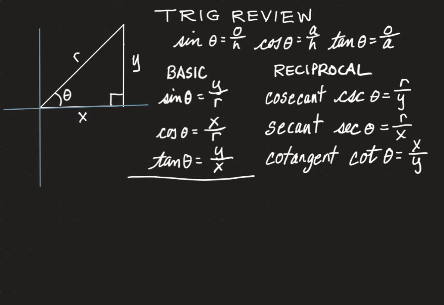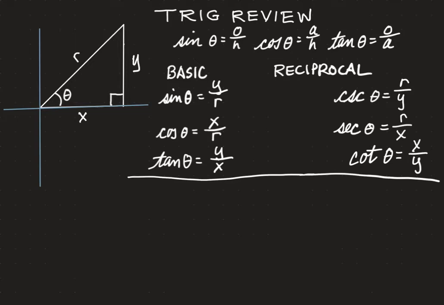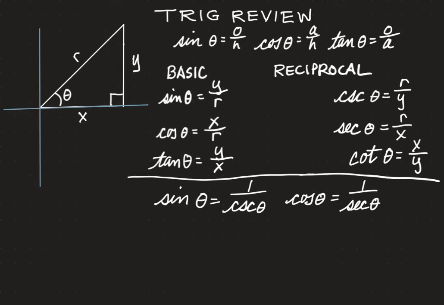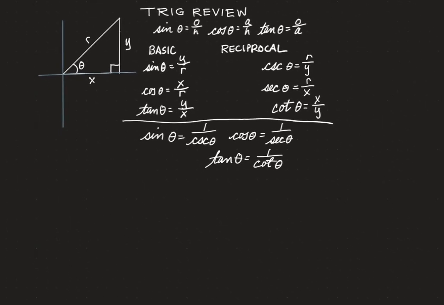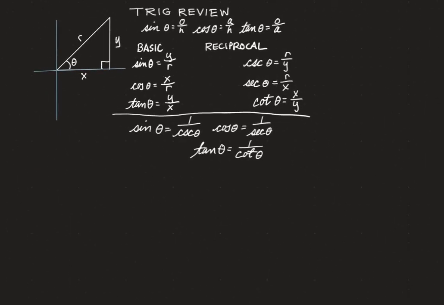So since those things are true, and we have these pairs of reciprocal functions, we can also write that the sine of theta is exactly equal to 1 over the cosecant of theta, that the cosine of theta is exactly equal to 1 over the secant of theta, and that the tangent of theta is equal to 1 over the cotangent of theta. Now that we have all this information, let's shrink this a bit and let's play with it.